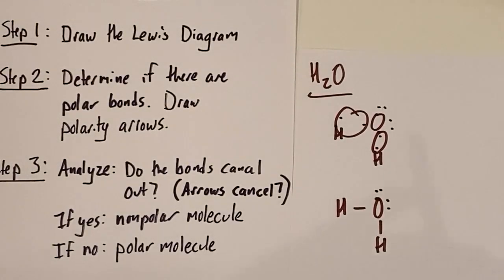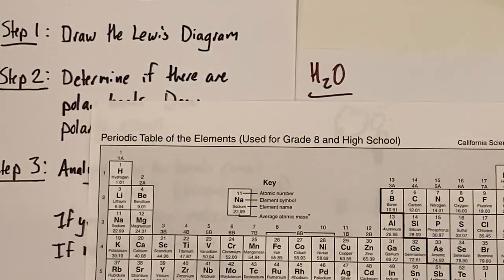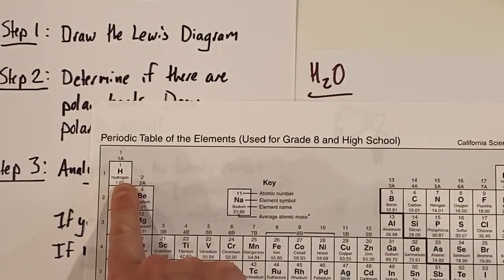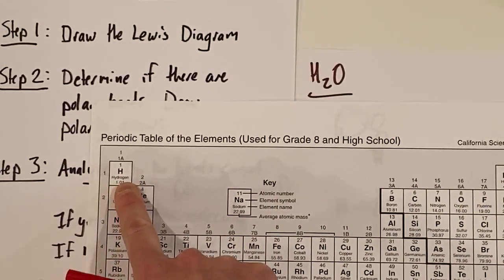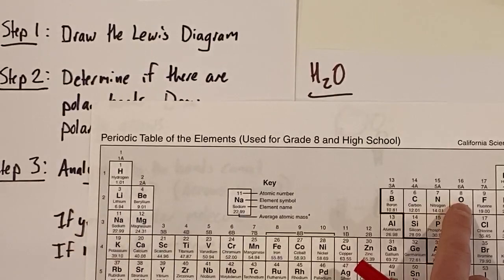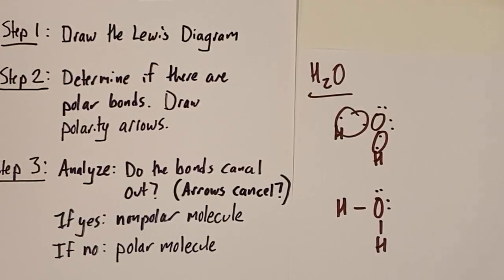Let's bring our periodic table back out here. Well, we've got oxygen, very electronegative. It's all the way in the upper right of the periodic table, right next to fluorine. And hydrogen is not very electronegative. Still a nonmetal, but for a nonmetal, it has the least electronegativity. So this is going to be a very polar bond for nonmetals, for covalent bonds.